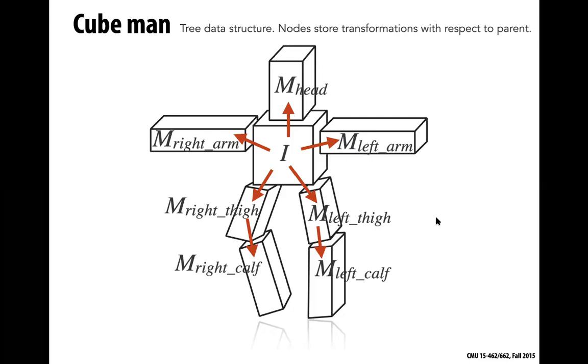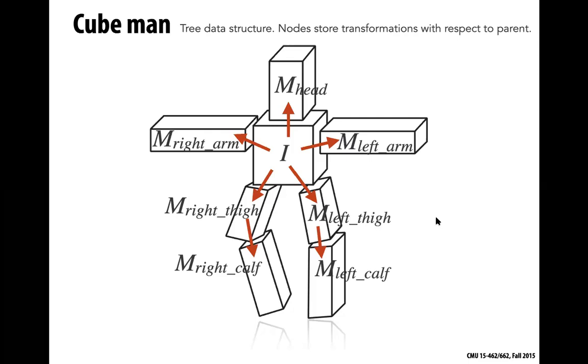Then we can think, well, we want to put a head on top. So let's say we'll take a cube, scale it non-uniformly and translate it up. And that's what the node m head stores, that transformation matrix. We can do the same thing to the left arm and the right arm. We haven't yet gained anything, but now let's look at the legs of this cube person. We can scale the cube and rotate it a little bit to make the left and the right thighs. Now we make the left and the right calves. We can think about the transformation of the calf from the left thigh. The left calf is a further transformation from the left thigh.